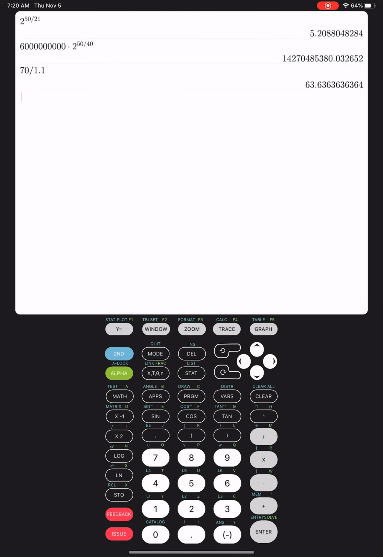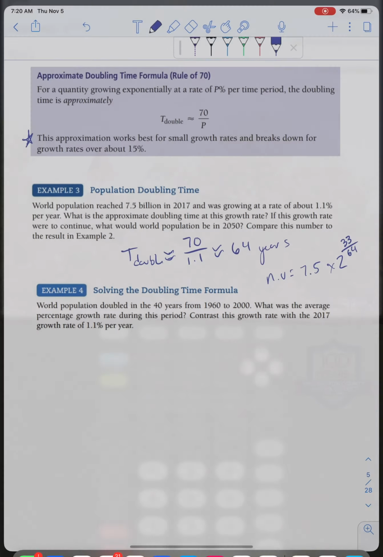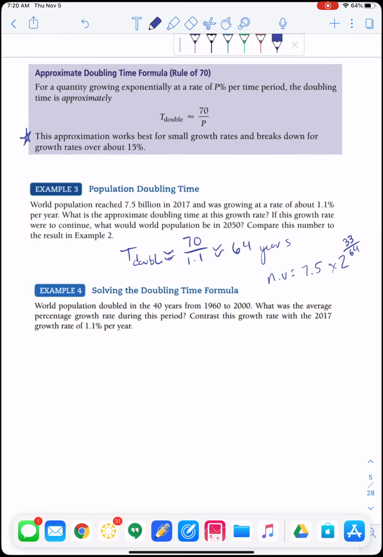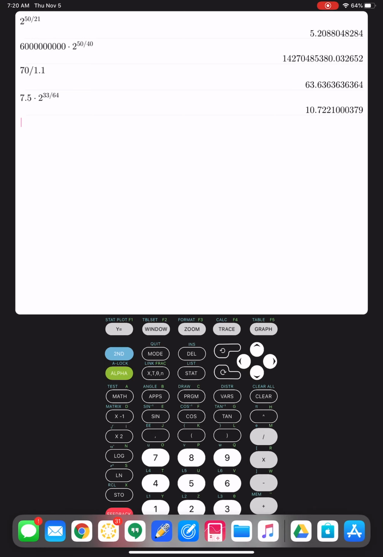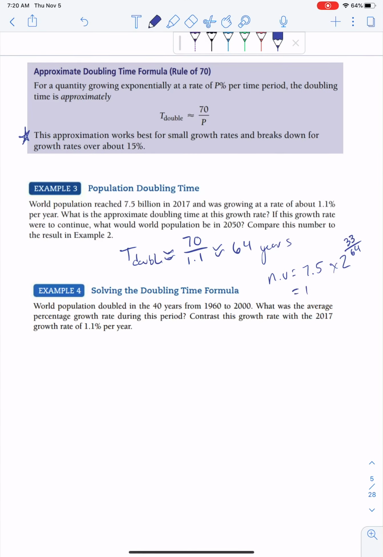So if I do, what did we have? I forgot already. 7.5. Okay, 7.5 times 2 raised to the 33 divided by 64. So that's 10.7, so my new value would be 10.7, which was billions. You could put all the commas and zeros, but I wrote it as 7.5 billion, so I can write my answer as 10.7 billion.